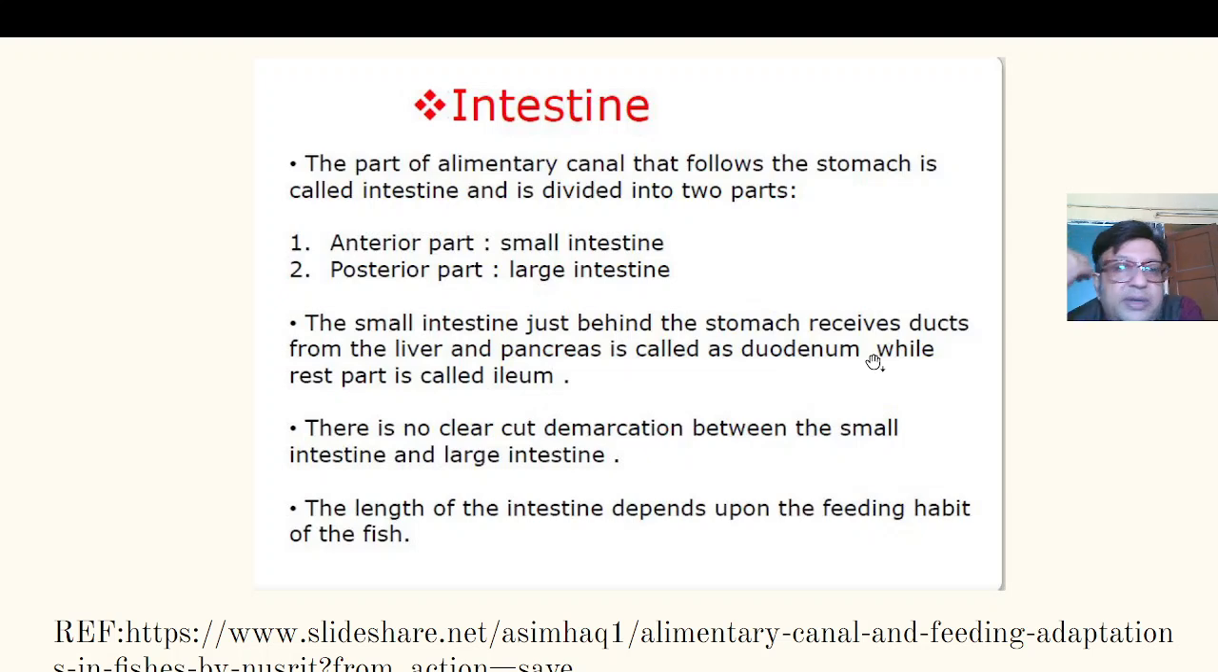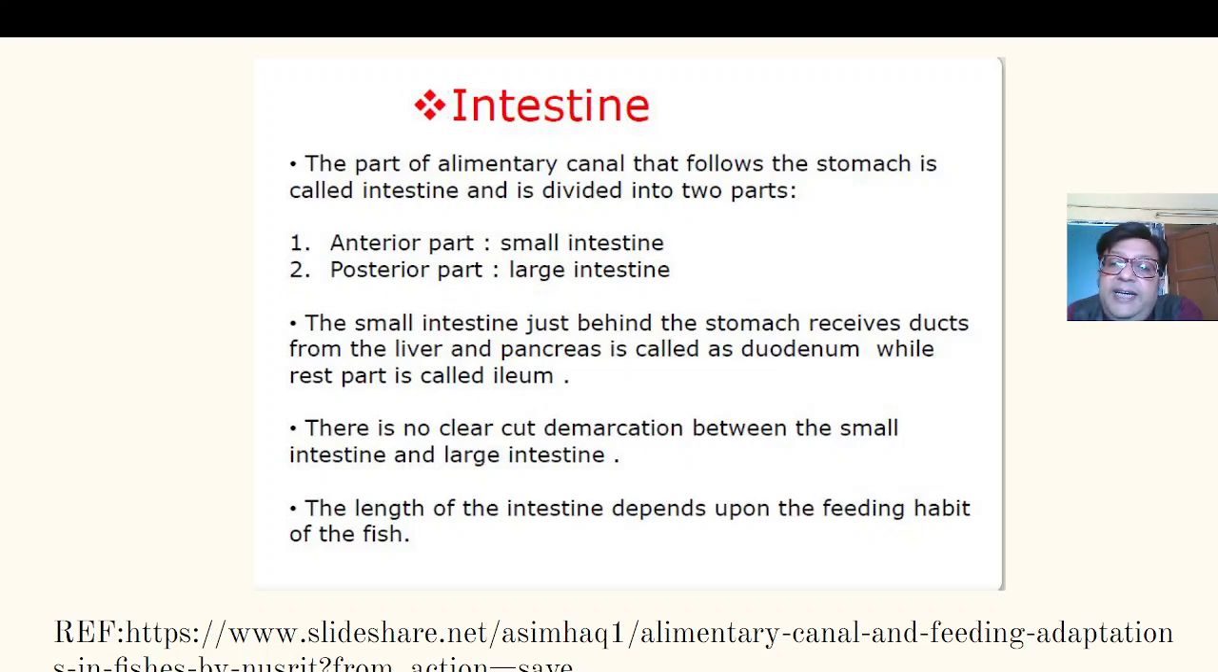Okay, go to the next one, which is about the intestine. The part of the alimentary canal that follows the stomach is called the intestine and is divided into two parts. The anterior part is the small intestine, the posterior part is the large intestine. Nothing brilliant about it. The small intestine is just behind the stomach, receives ducts from the liver and the pancreas and is known as the duodenum, while the rest of the part is called the ileum, like us. There is no clear-cut demarcation between the small intestine and large intestine. This is actually an important point.